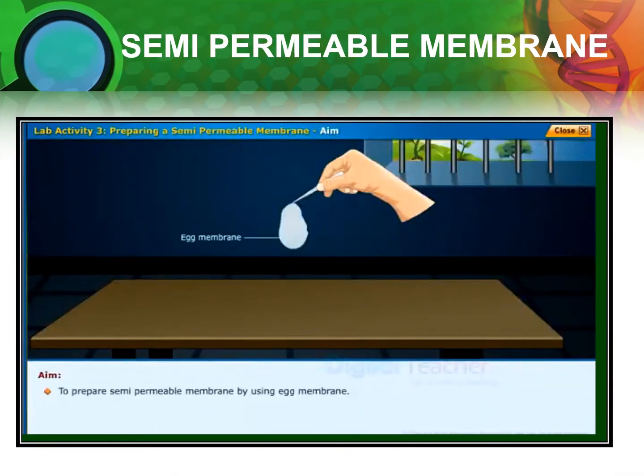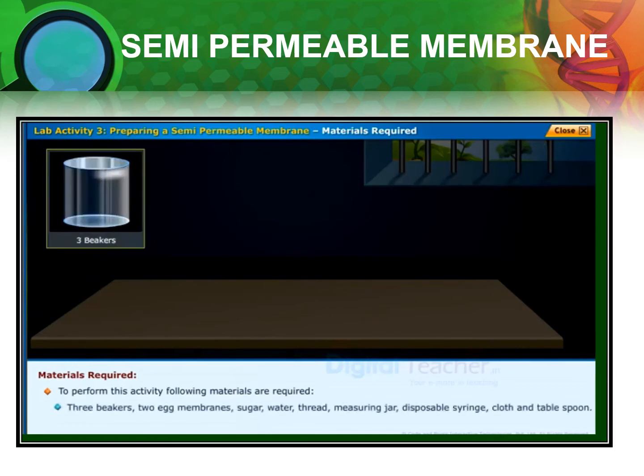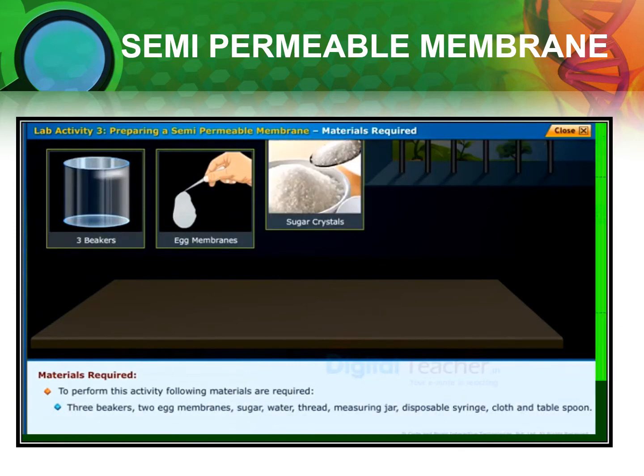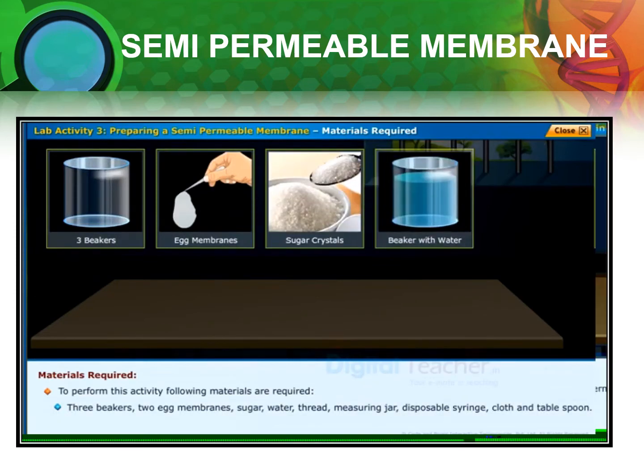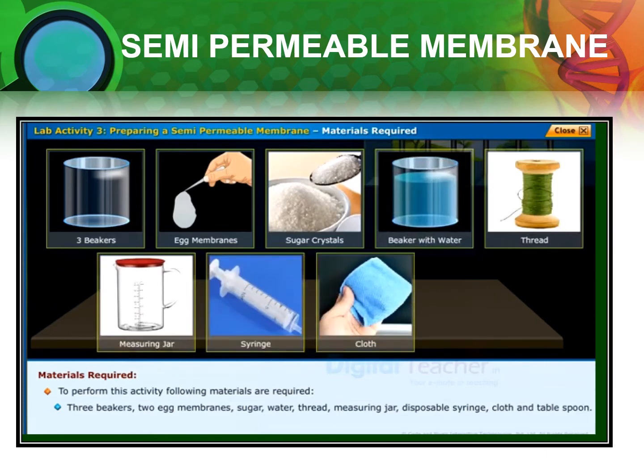Prepare semi-permeable membrane by using egg membrane. To perform this activity, following materials are required: 3 beakers, 2 egg membranes, sugar, water, thread, measuring jar, disposable syringe, cloth and tablespoon.